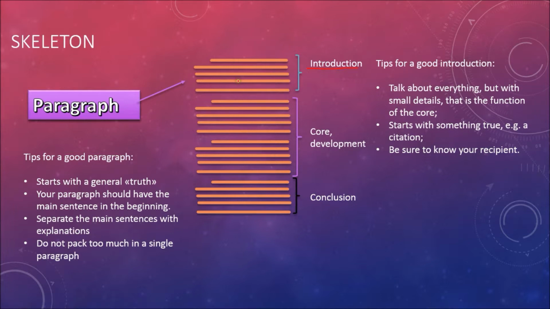So you start with the introduction, such as if you want to talk about poverty all over the world. You can start with a lot of points. A good introduction should talk about everything, but with small details. That is the function of the core. Start with something true, such as, if you're talking about the development of science, maybe cite one sentence of Albert Einstein. Be careful, because if you cite directly, you have to put it between quotation marks. If you make an adaptation, be sure that you make it clear that it's your adaptation.